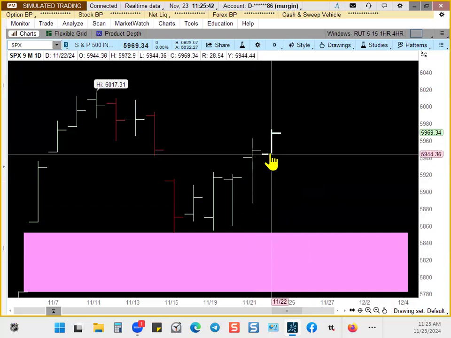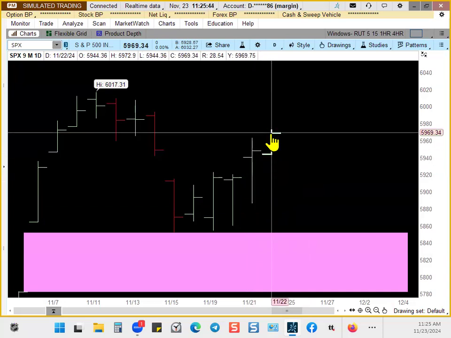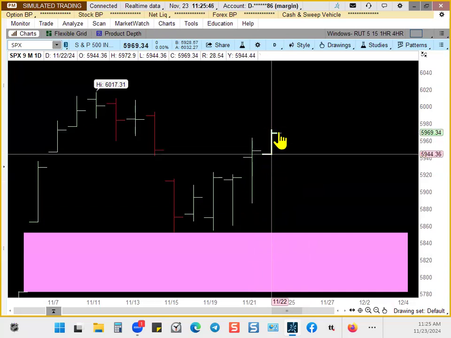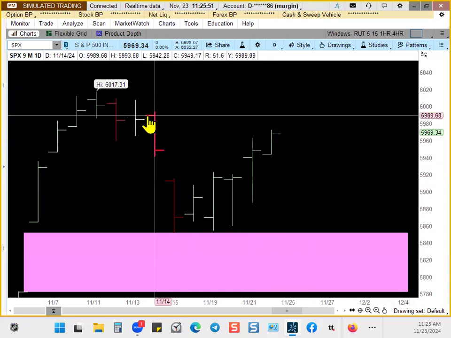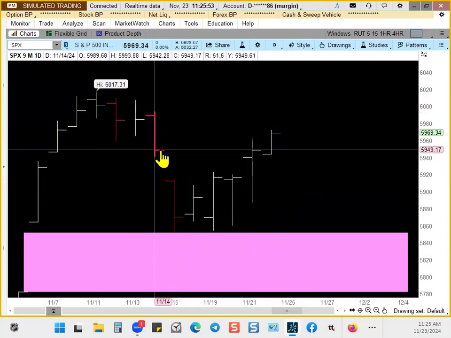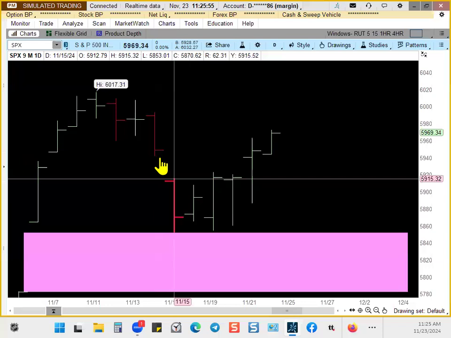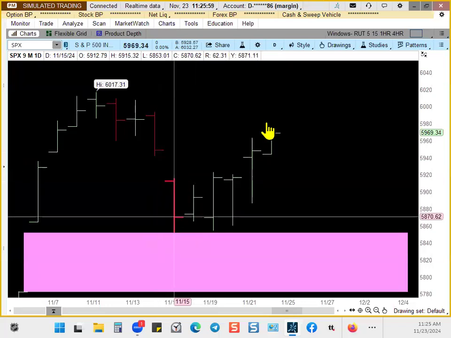This one will be bullish because this was the open and this was the close. So that's going to be bullish. This one is bearish because this opened here and closed down here. So that's going to be bearish. Same with this guy. That's going to be bearish, right?